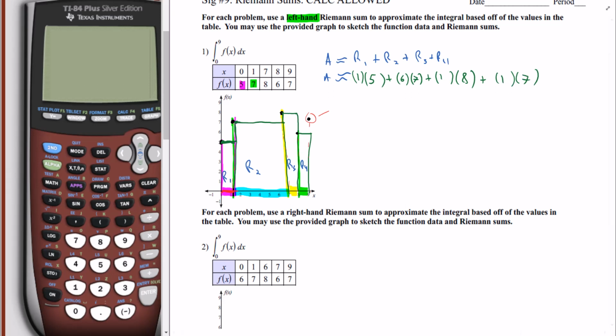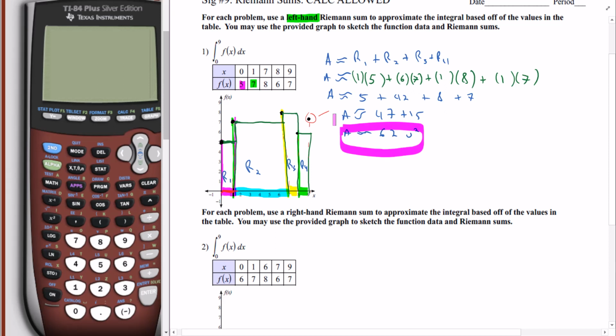Right, and so now all we have to do is multiply these. So it's going to be 5 plus 42 plus 8 plus 7, which is 47 plus 15, which is going to be 62, and then units squared in this case. Since it's area, we're talking about square units. And so there you go, that's the answer.